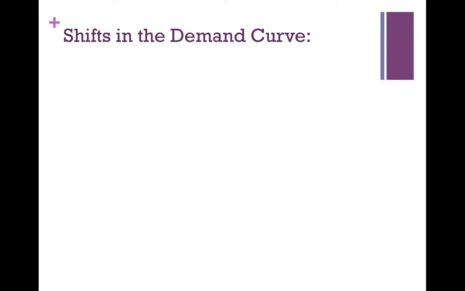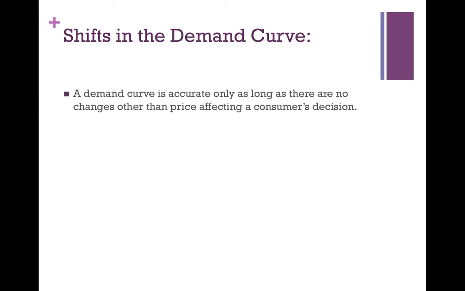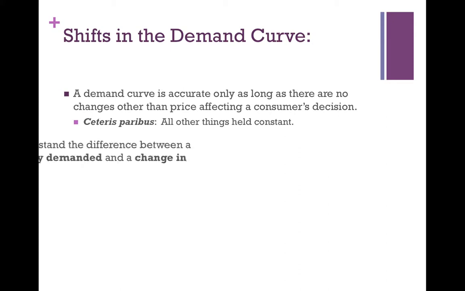Shifts in the demand curve. The demand curve is accurate only as long as there are no changes other than price affecting a consumer's decision. It basically reflects a moment in time. It refers to a condition called ceteris paribus, all other things held constant. It is looking at demand in that particular instant.